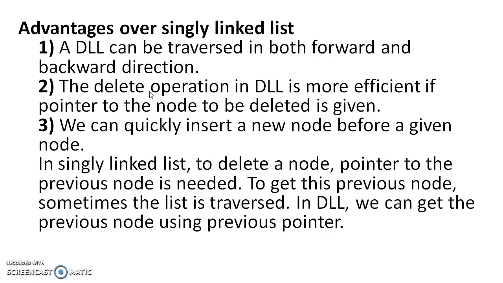The delete operation of the double linked list is efficient when compared to the single linked list, because every time we delete a node in the single linked list, we take the previous node as a pre-pointer, but in the double linked list there is no need for any pre-pointer. Similarly, we can quickly insert a node before a given node because there is no need for a pre-pointer. So these two operations, the second and third advantages, are related to the pre-pointer pointing to the previous node. That is not needed here because the previous pointer behaves as a pre-pointer for us.